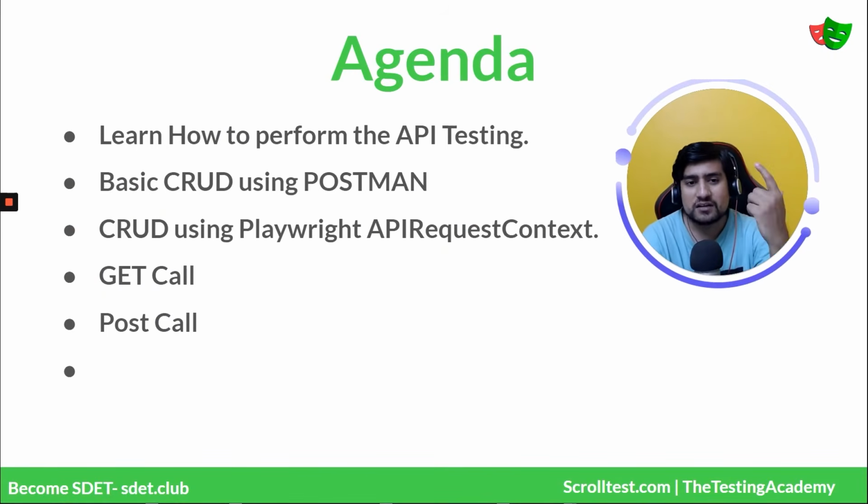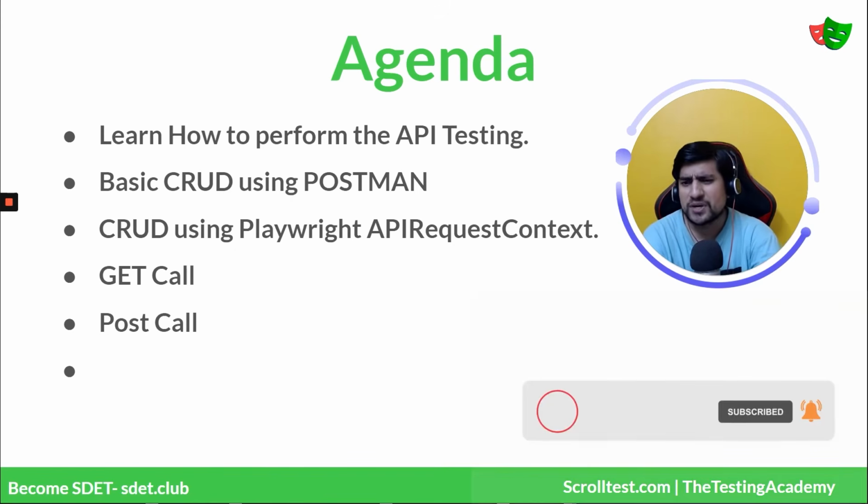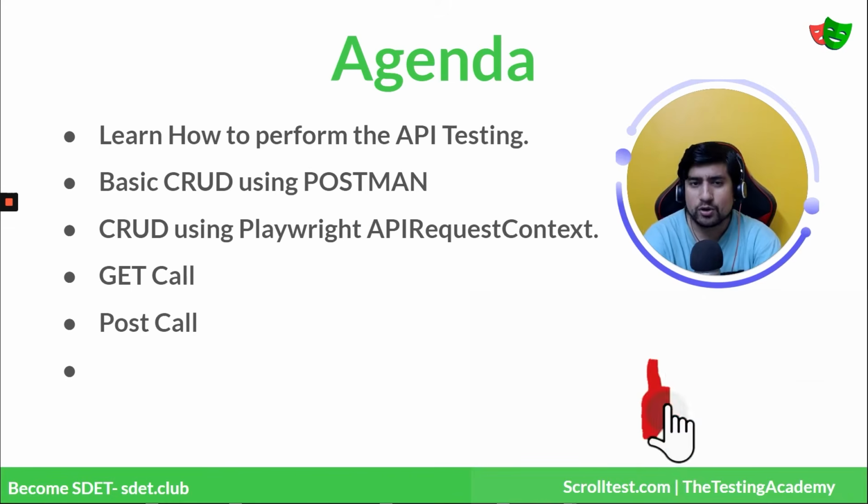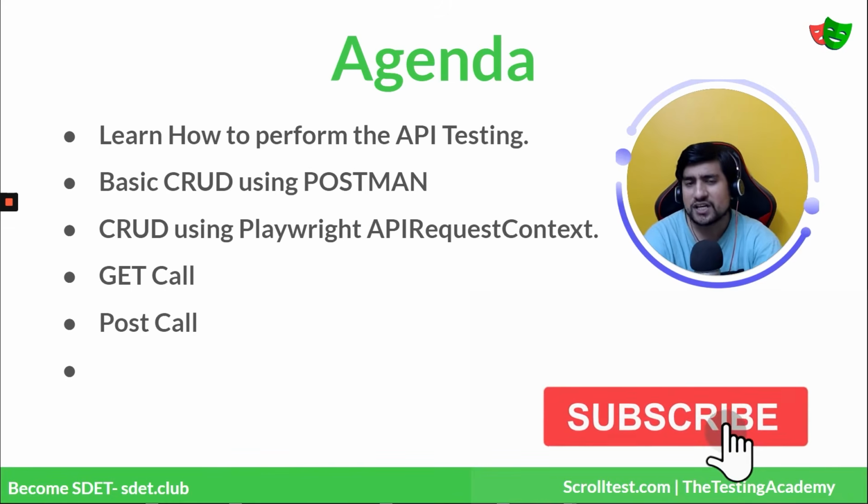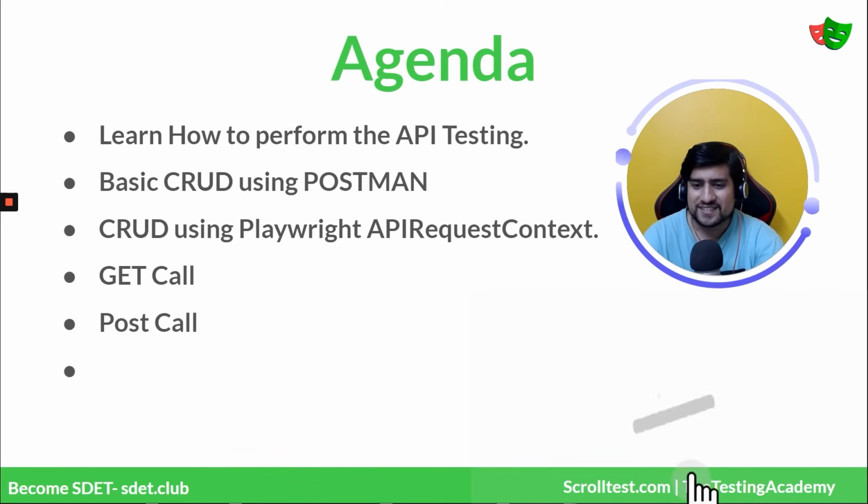So first of all, let's discuss what the agenda of this video will be. We will see how you can perform API testing and what functions are already available in Playwright. We will see one CRUD operation in Postman first, and then automate it with Playwright's already given function, which is API request context. We will work on the get call, put call, patch call, as well as the delete call, and try to automate them. All right, let's get started.